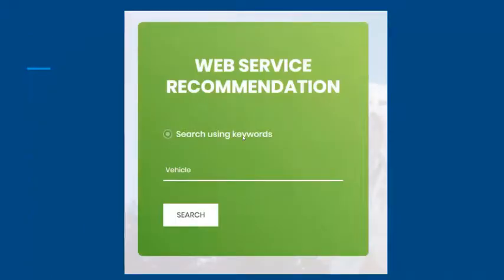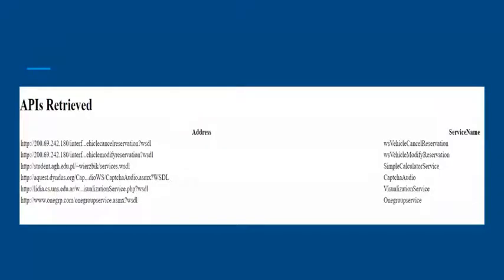This is like the fun phase of our project. So this is basically where you enter all the keywords you want to search for the particular API. And this is an example of the output of all the web APIs you get as output for the particular keyword called vehicle.